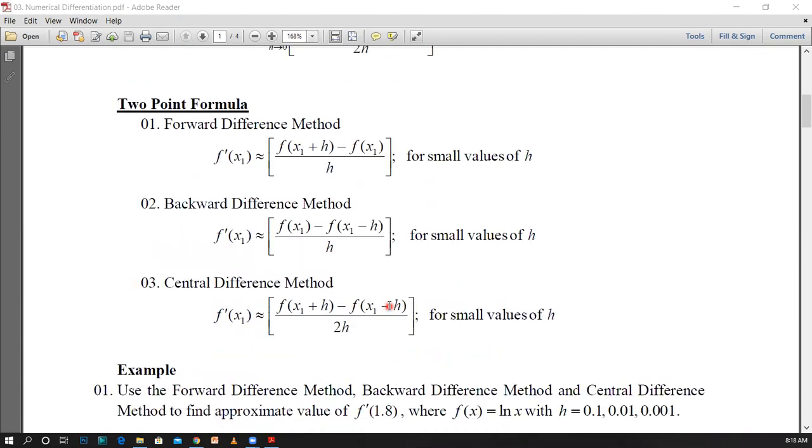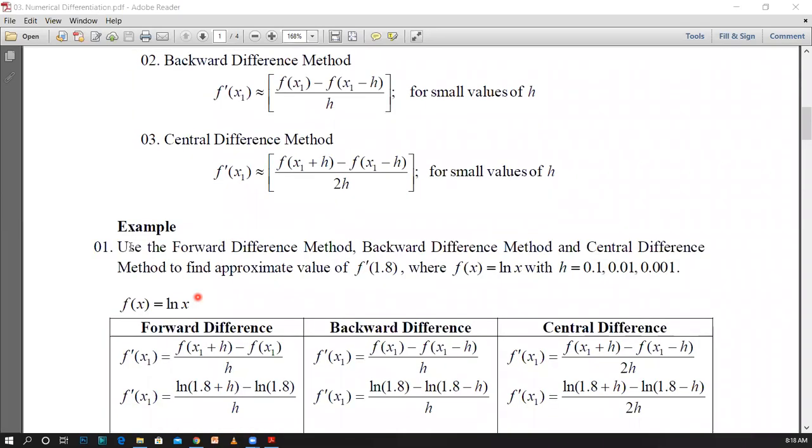Hereafter we are not going to use this fundamental concept. We are directly defining these 2-point formulas, and we can directly use them to approximate the values for a given function. Now we will discuss one example of how to apply this 2-point formula to approximate the derivative of a function. Think that you are asked to use the forward, backward, and central differentiation techniques to approximate the value of f'(1.8).